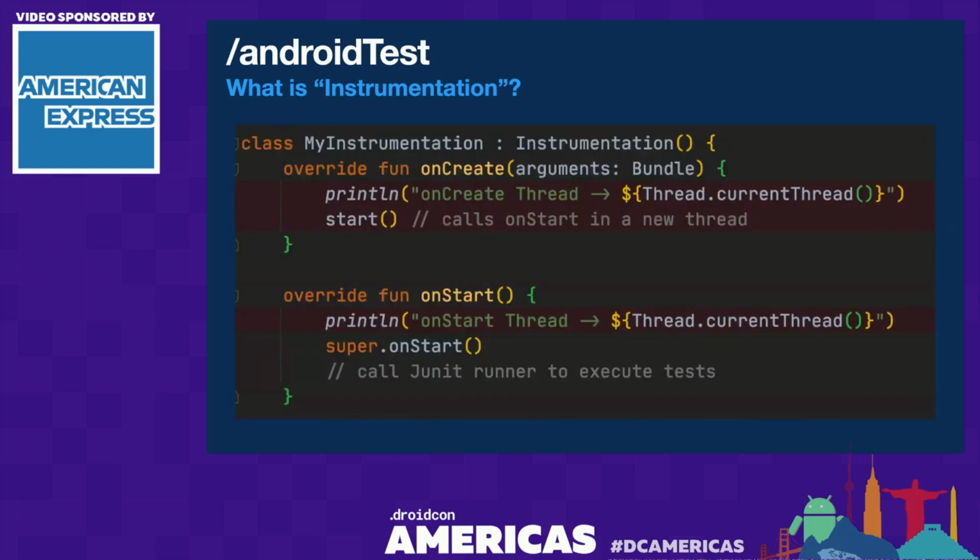So here, my instrumentation extends Instrumentation. And there's a bunch of things you can override from the instrumentation. Here we're just overriding two main lifecycle methods. In some ways, this is similar to your application object lifecycle, but this is a separate instrumentation object lifecycle. Here, we're not doing much. We're just printing out a few things.